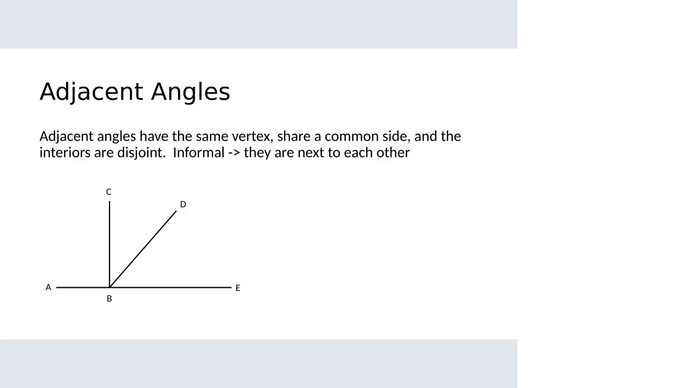Wow, that's pretty hard to wade through. Same vertex, share a side, but the interiors are disjoint. That means the interiors don't overlap each other. They don't have anything in common. Informally, which is probably how we'll talk about this, they're next to each other.